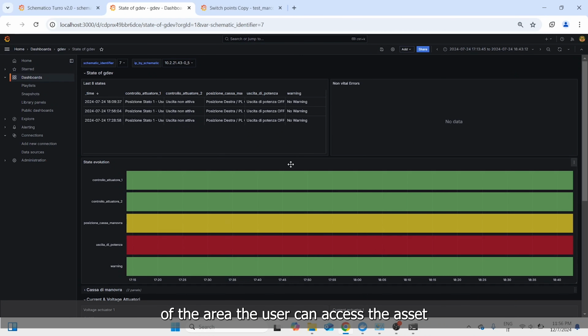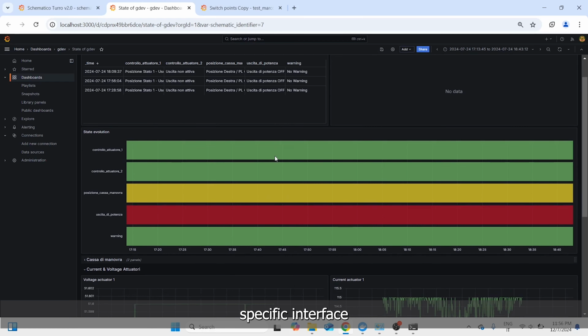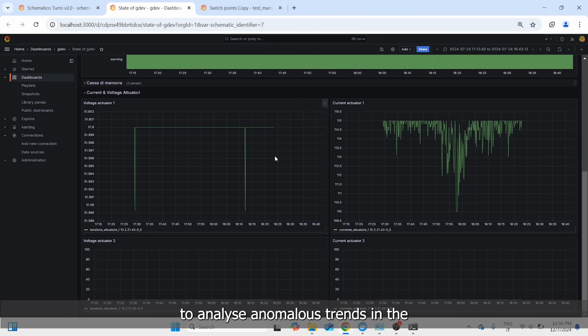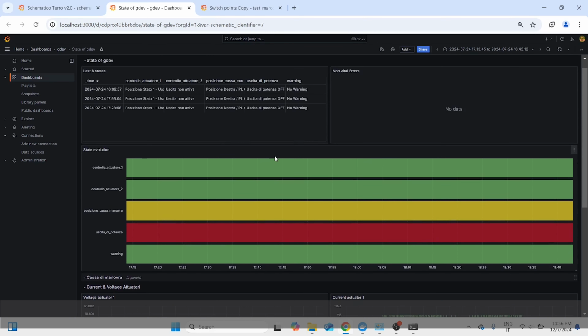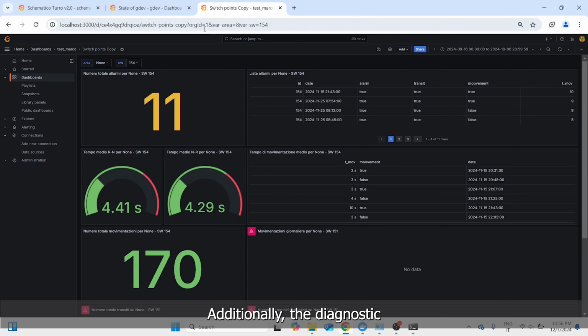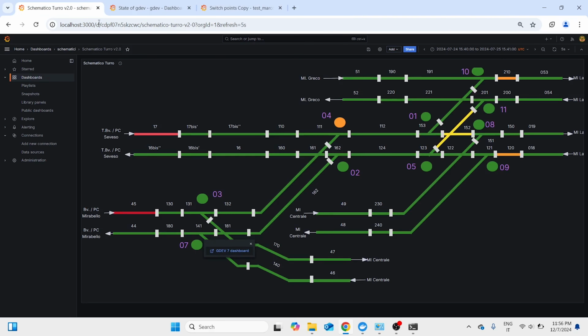devices. From the schematic view of the area, the user can access the asset-specific interface, in this case of a point machine, to analyze anomalous trends in the operational parameters or to monitor the record of events related to it. Additionally, the diagnostic data collected is used to compute KPIs related to the operational behavior of the point machine, such as the number of transitions or the average movement time.